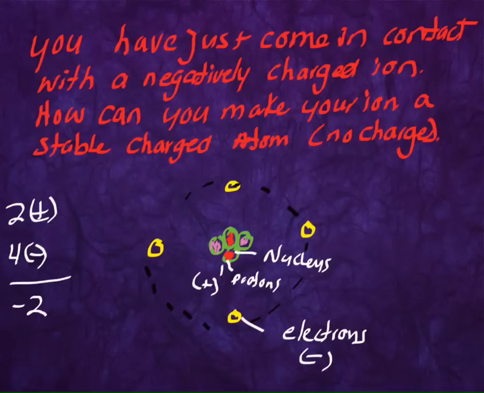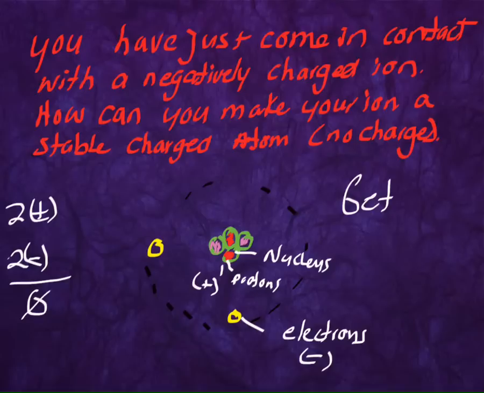So how can you make it balance where it has no charge? Well, the answer simply would be get rid of some electrons. Goodbye. Now I just got rid of 2. So let's go ahead and revise this. Now I have 2 electrons. My overall charge is going to be 0. So the answer is get rid of 2 electrons.